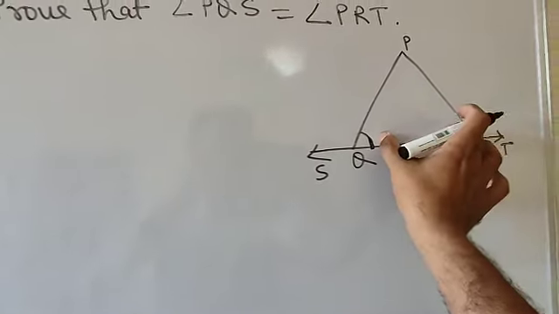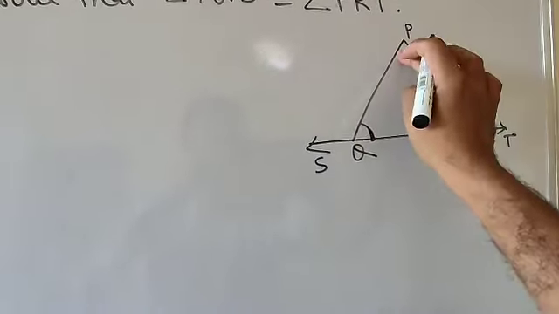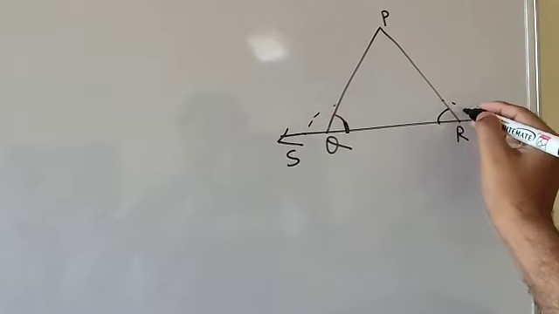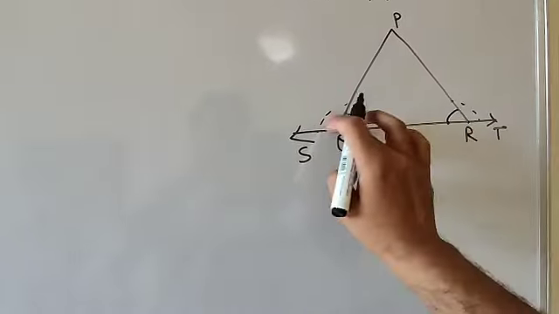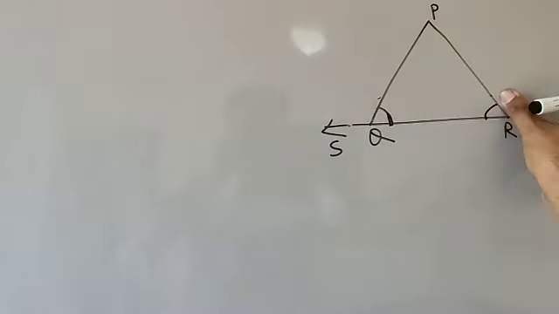So these two angles are given equal in the question, and you need to prove angle PQS, this angle, equals angle PRT, this angle. You need to prove that these two angles are also equal. If these two are equal, then these two will also be equal. So I am going to give the proof here.